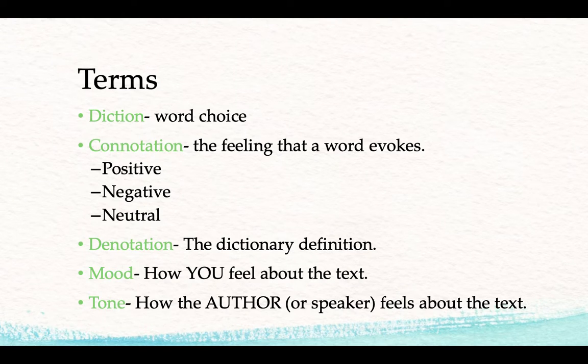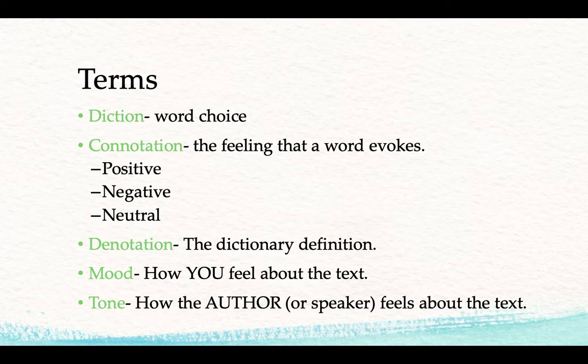Denotation is the dictionary definition of a word, right? So there's nothing added to it. It's very stripped down. It is just the dictionary definition. Connotation, alternatively, is the feeling that particular word invokes. So there's like this underlying meaning, a positive, a negative, or even a neutral feeling associated with the word beyond what's in its dictionary definition.